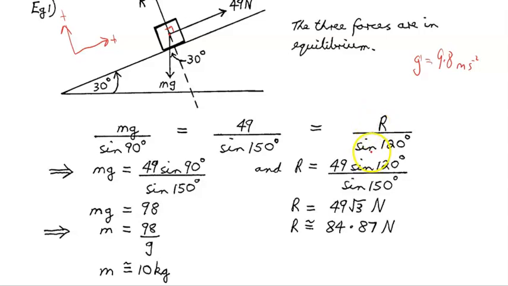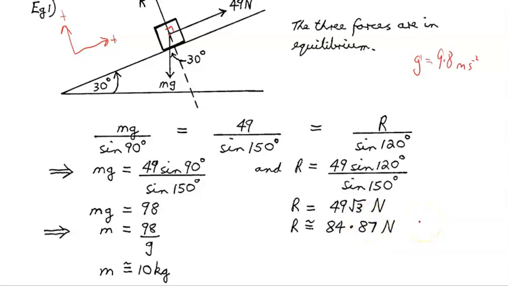Here, r over sine 120 is equal to 49 over sine 150, so let's just multiply both sides by sine 120. We get r equals 49 sine 120 degrees over sine 150. Into your calculator you go, 49 root 3 newtons. And what you get here, r is approximately 84.87 newtons.